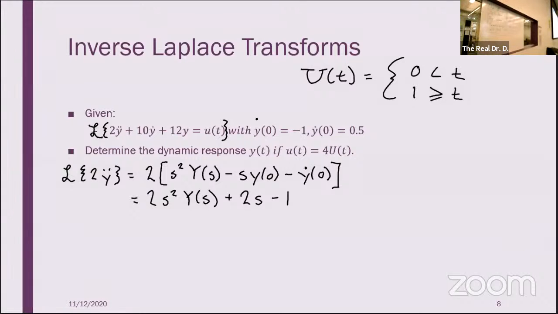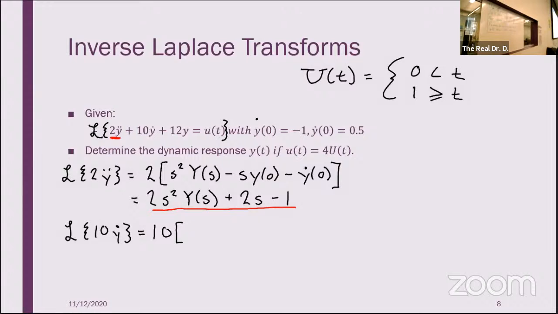So eventually, right, this will go. We'll rewrite the equation with that term there. Okay? Eventually. Well, we're going to keep going, right? Because then I've also got to take L of 10 y dot, right? And L of 10 y dot, well, again, I can pull the constant out.